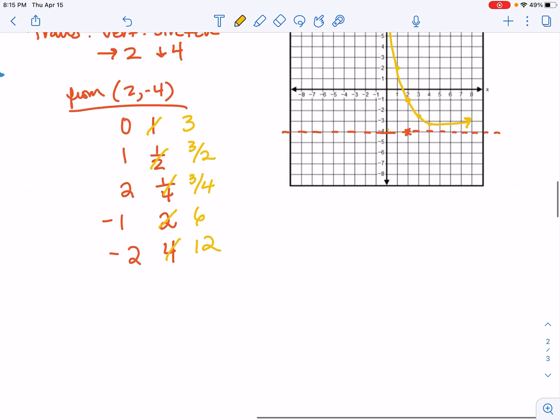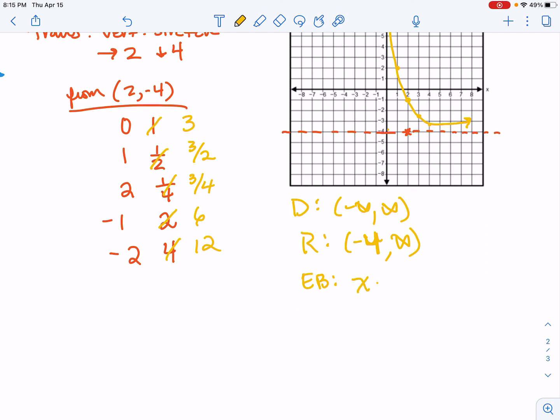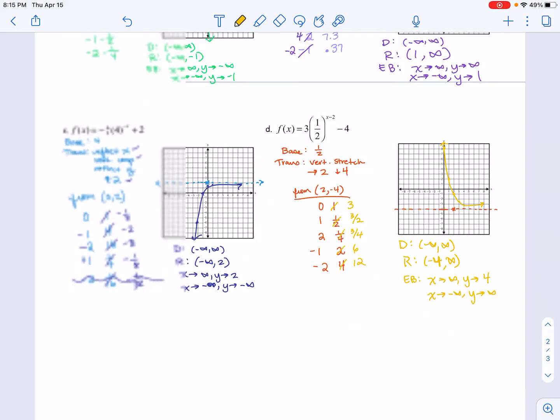Domain is still going to be negative infinity to positive infinity. Range from bottom to top, that's going from -4, or horizontal asymptote, to infinity. And then in behavior, as x approaches infinity, the y values are creeping towards that horizontal asymptote of -4. And as x goes to negative infinity, the y values get bigger and go to infinity.